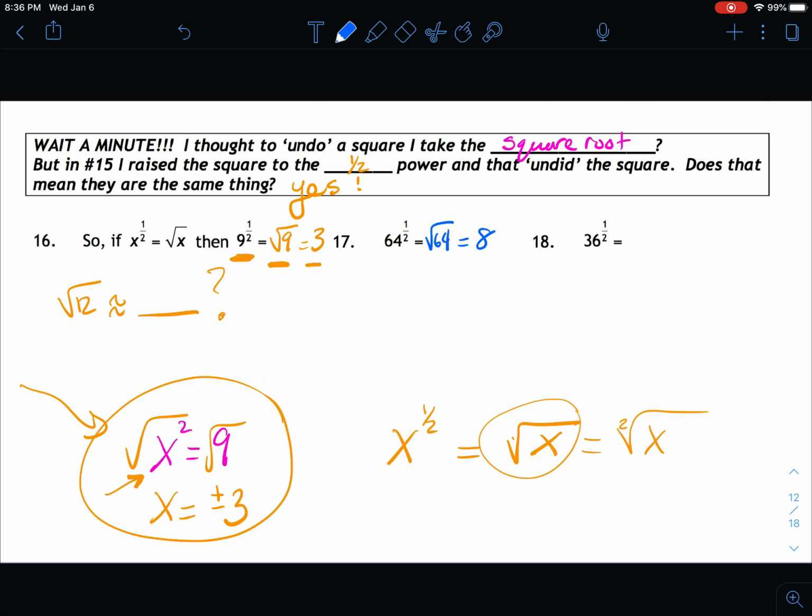All right, so moving along here, 64 to the 1/2 is the square root of 64, which we know is just 8, because 8 times 8 is 64. 36 to the 1/2 is the square root of 36. And that answer is just 6. And again, we're not solving anything. We're just evaluating. That's all.